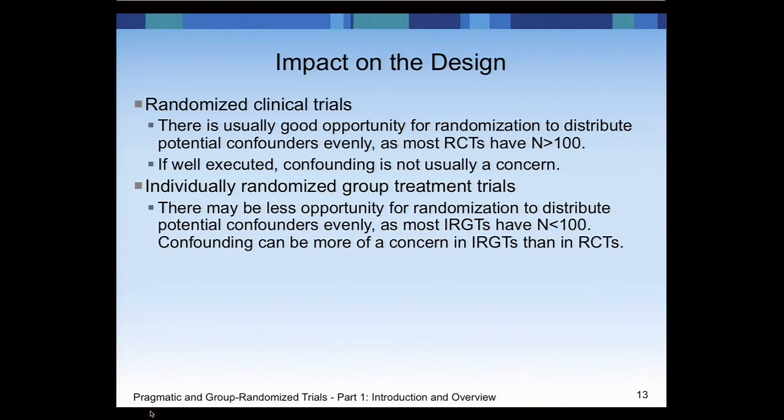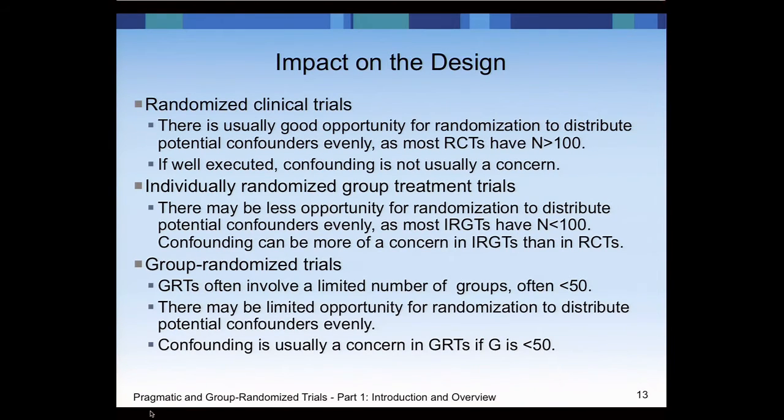In individually randomized group treatment trials, because we randomly assign individuals, there is good opportunity for randomization to work unless we have a limited number of individuals that we're assigning. We often don't have hundreds or thousands. We often have less than 100. And to the extent that that number gets smaller, randomization may not have the same opportunity to work effectively. So confounding can be a concern in individually randomized group treatment trials.